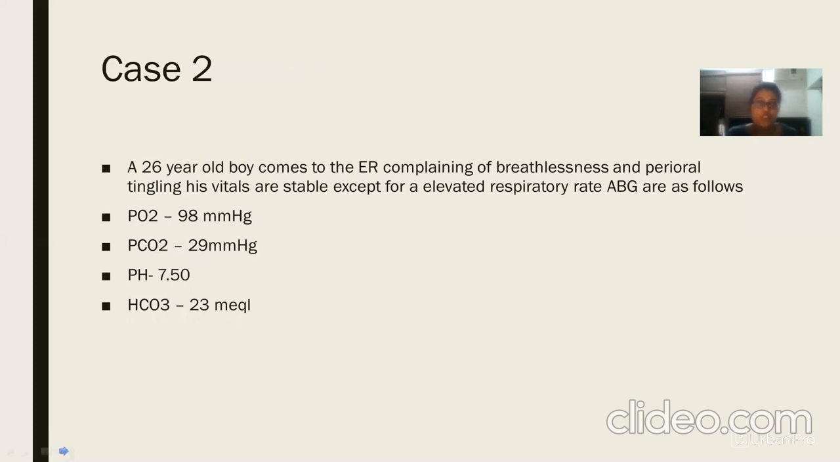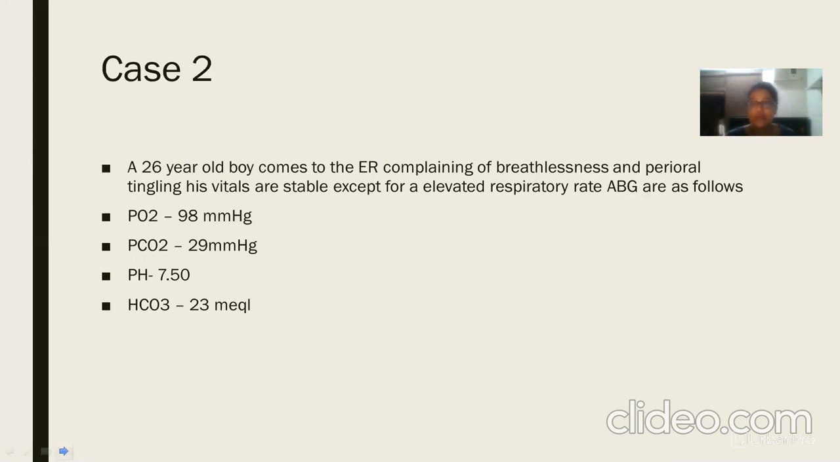Case number 2. A 26-year-old boy comes to the ER complaining of breathlessness and perioral tingling. His vitals are stable except for an elevated respiratory rate. ABG are as follows. We have a boy who comes in with breathlessness. He's got an elevated respiratory rate. He also has perioral tingling, right? From the case, I can say this guy most probably has a sort of panic attack, but let's not draw conclusions here. The ABG tells us that his pH is 7.5.